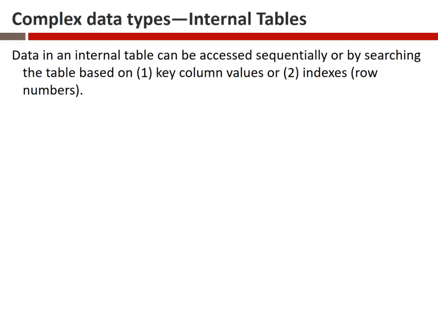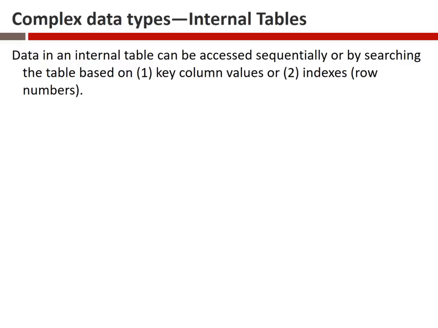Data in these internal tables can be accessed only two different ways. I can access the data sequentially, which means I could start at row one and traverse through the table, moving down, as I've drawn it here, the records or rows that are a part of my individual table. So I can access the table sequentially, or I can search the table using values that I have denoted as keys. Or I could search the table based on indexes, which is just another way of saying row numbers.